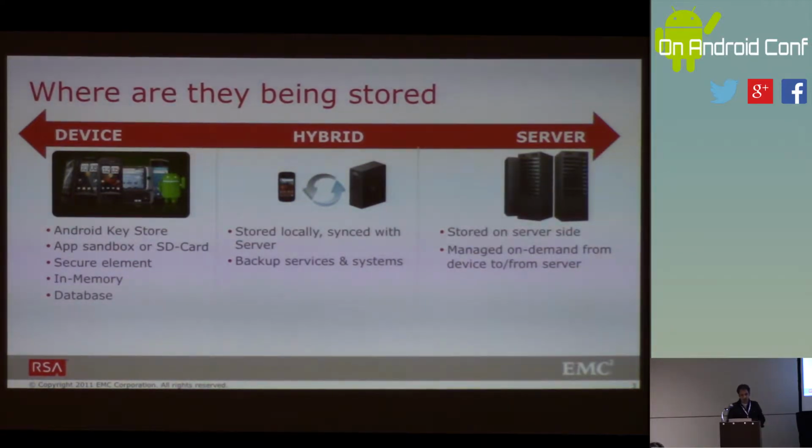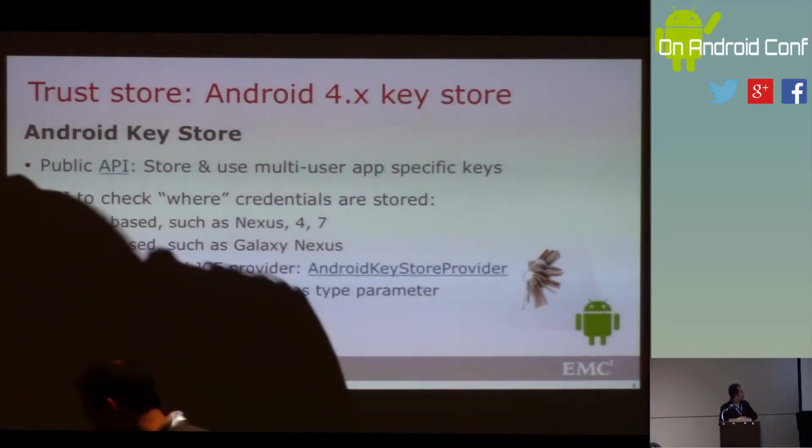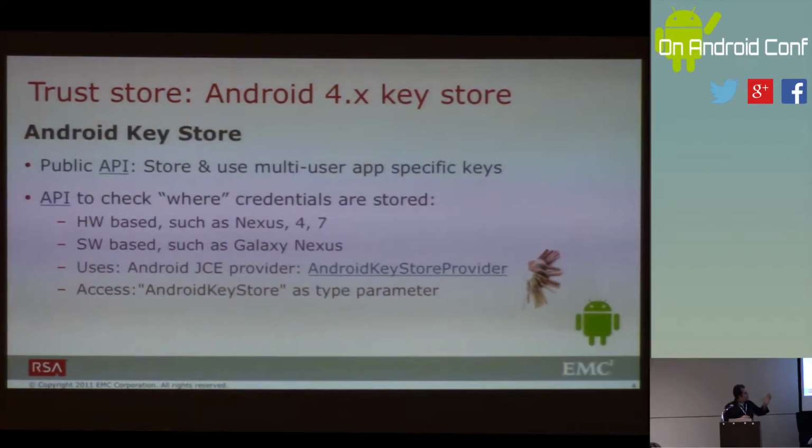Now we're going to go through some of these scenarios and talk about the pros and cons of each. Trust store, which has been around in 4.x, specifically I would say 4.3 got a great facelift, and in terms of the key store, there is a public API to store and use app-specific key data, multi-user now, as of the latest editions of Android. So you have three or four users using the same Android device, but you want to store key information or credentials or certificates associated with each one of those users. You can use the public API that's provided as part of the key store. And you can also see where the information is stored, whether on a hardware-based secure element, as is done specifically with Nexus 4 and 7, or software-based, where in the Galaxy Nexus there's basically software-based storage of the information that's stored in the trust store.